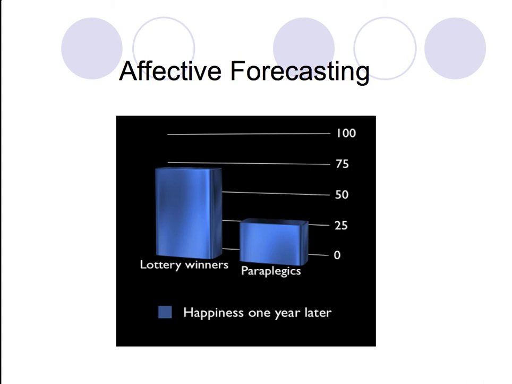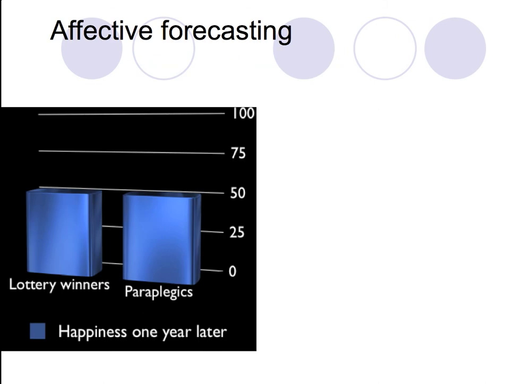Lottery winners or paraplegics: who is happier? Most people would say lottery winners, and here's some data: happiness one year after the fact, number of people after the incidents. We call this affective forecasting. How happy do you think you're going to be after a major event? But the truth is that actual data looks like this.